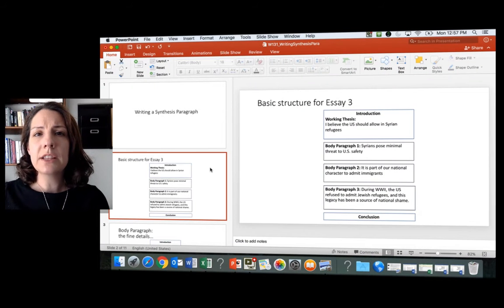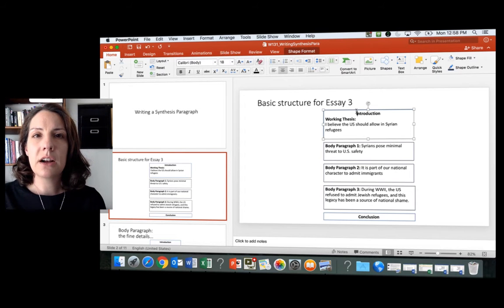Again, as a reminder, at the end of our last lecture, we talked about what an outline for my third essay might look like. I'm providing it to you here again. What you can see is that my third essay will consist of a few different pieces. One is the introduction, and it's going to end in a thesis. If you recall, I'm answering a question from several years ago. My working thesis for that question is I believe the US should allow in Syrian refugees.